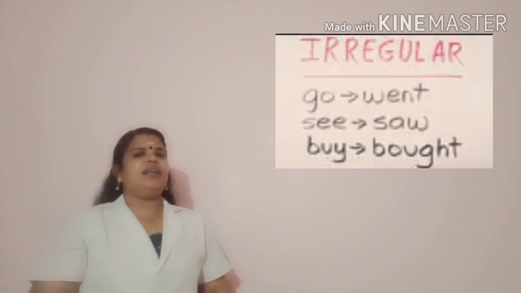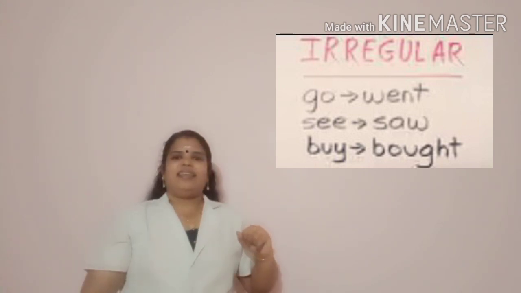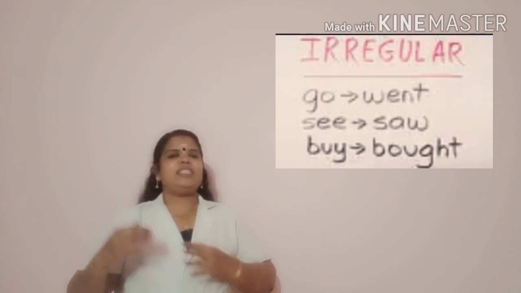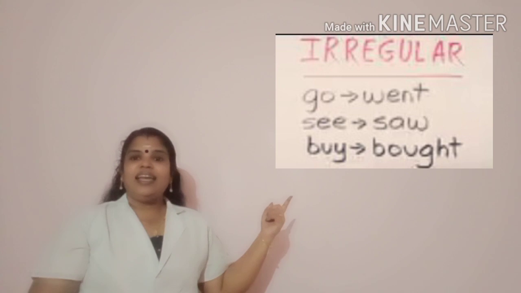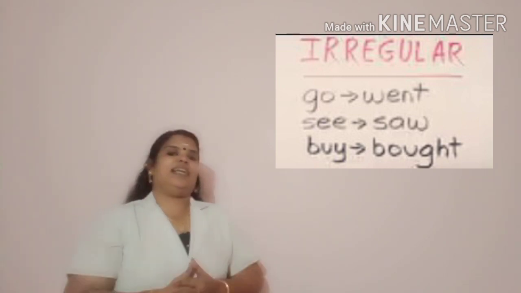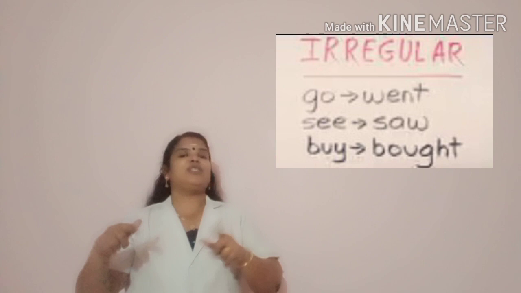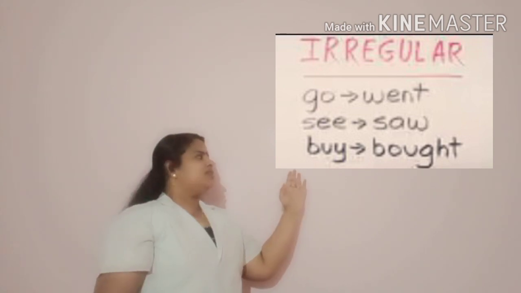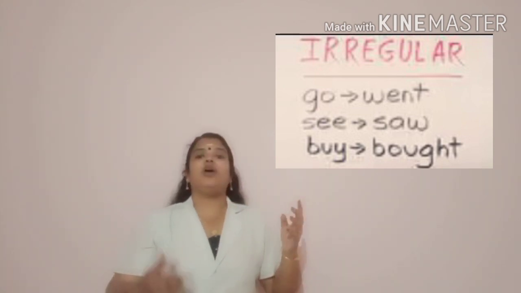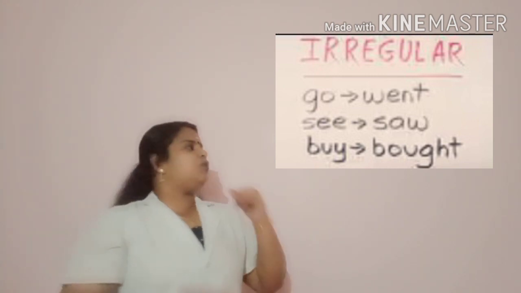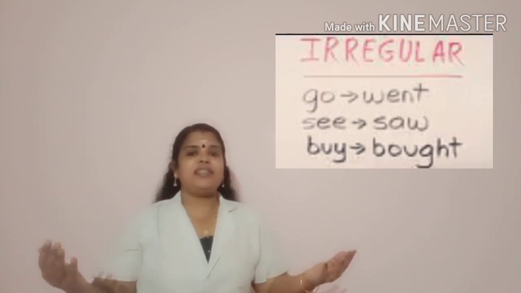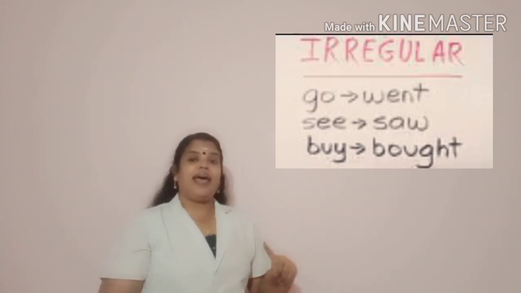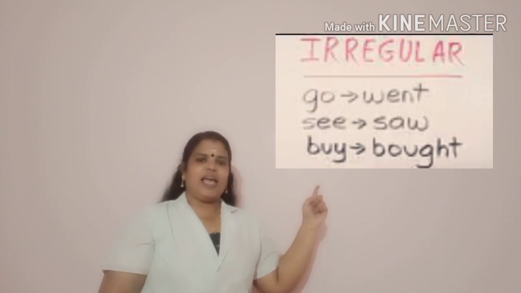Then the next one, see. What's the past form? I see today. I saw yesterday. The past form of see is saw. Then the next one is buy. Buy becomes what? Bought. Buy, bought. So these are irregular verbs.